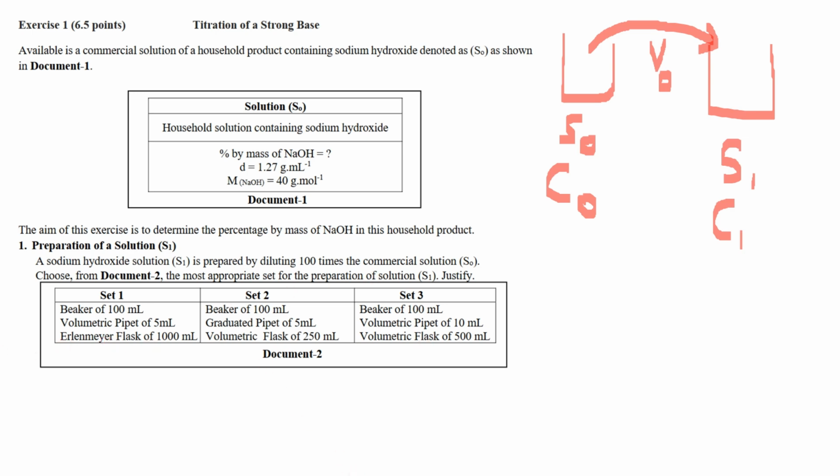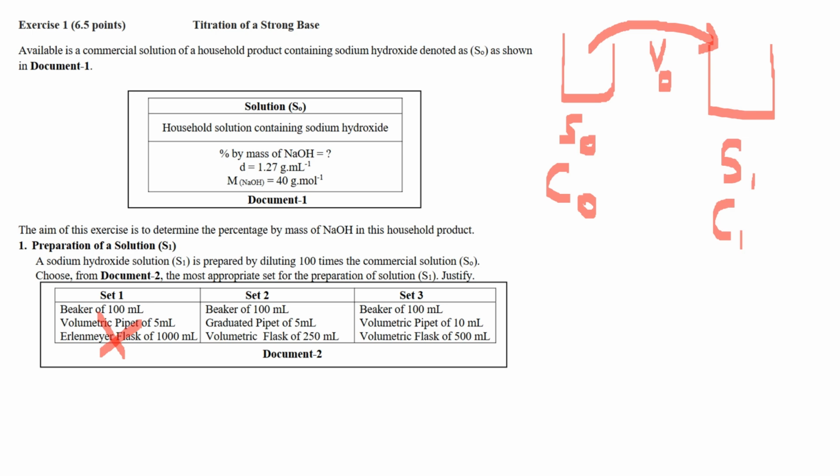So directly from this first option, we can remove set 1 because in set 1 we have an Erlenmeyer flask, and an Erlenmeyer flask will not work to get a precise volume of S1. So it should be a volumetric flask.